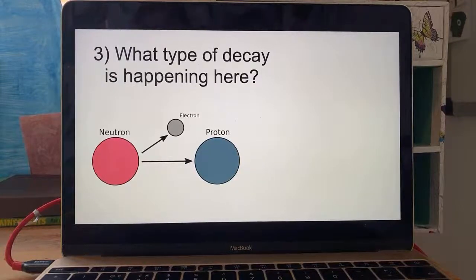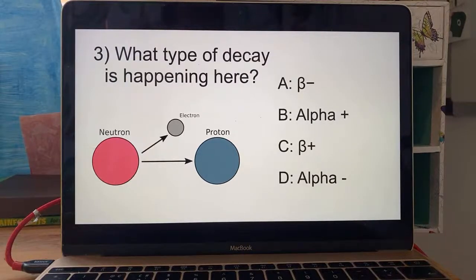Question 3, what type of decay is happening here? We've got a neutron, which is sort of turning into a proton, and an electron. What sort of decay is that? Here's your multiple choice options. Is it A, beta minus decay, B, alpha plus decay, C, beta plus decay, or D, alpha minus decay? That was hard to say. The answer is, it's beta minus decay. Hopefully fairly easy to remember because the electron is given off and the electron's got a negative charge.